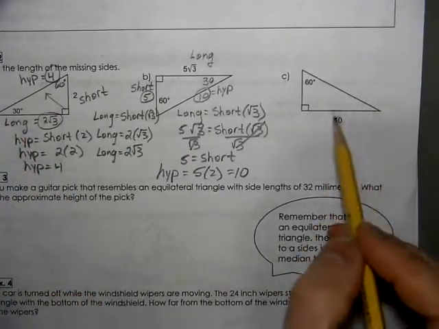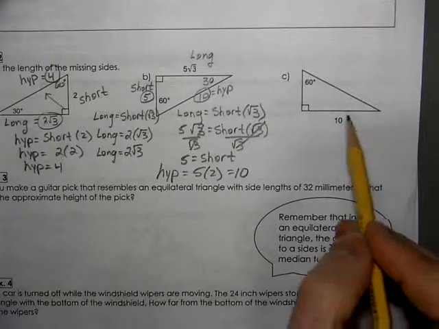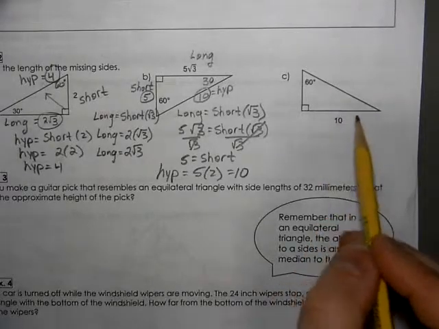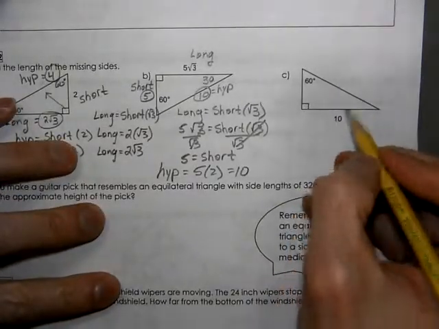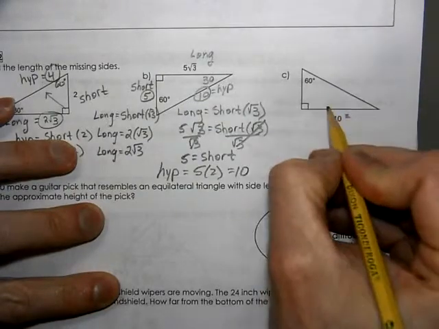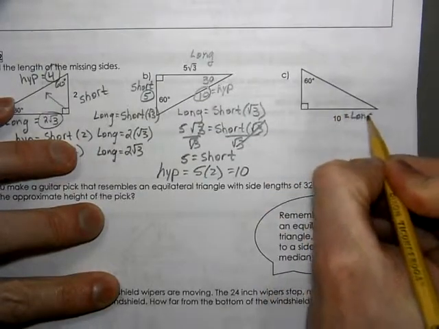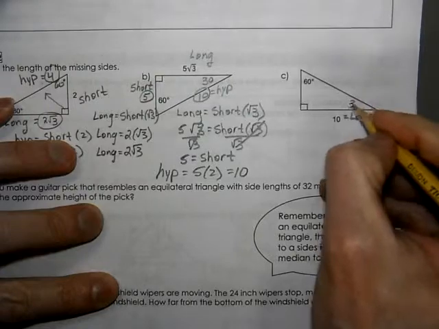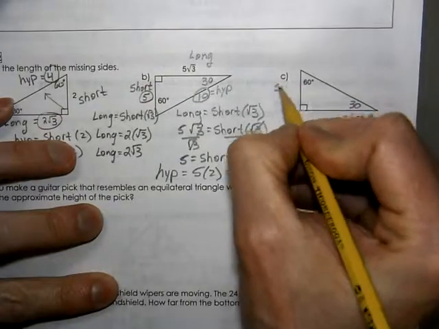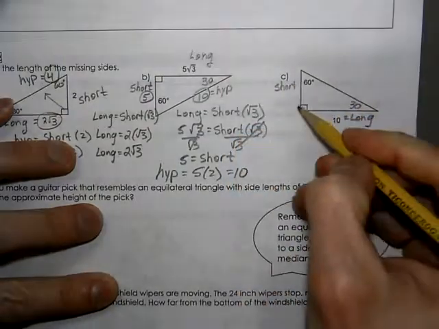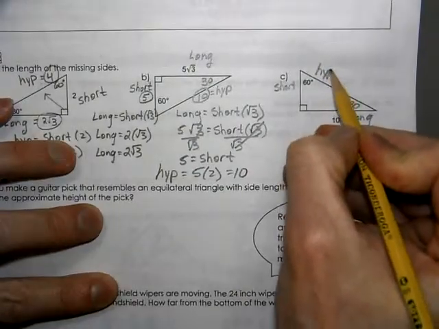Now what if the long side doesn't have that radical 3? It makes it a little bit trickier to work with. So of course this is across from the 60, so this is the long side. That makes this 30, and across from it is the short side. Across from the 90 is of course the hypotenuse.